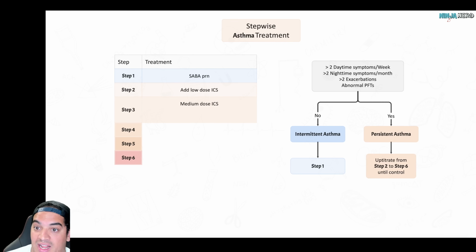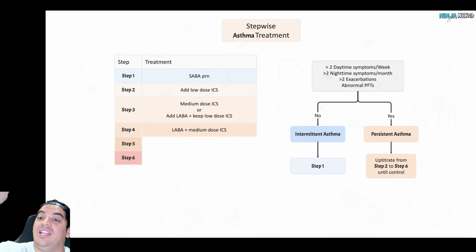Up the dose of the inhaled corticosteroid to a medium dose. Or if that's not something you want to do, you can keep the dose the same and add on a long-acting bronchodilator like salmeterol, okay? Have them come back. Are they still symptomatic? Oh, they are? Add the dose up.